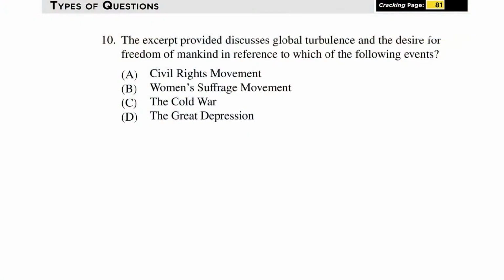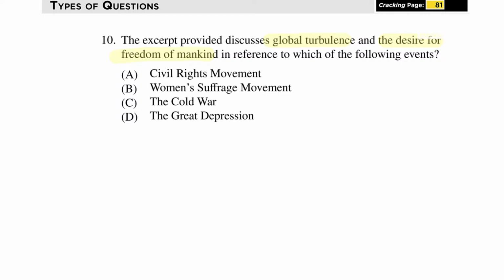Okay, so we've read our John F. Kennedy quote. Now let's take a look at the kind of question that they might ask you about this. Now, keep in mind, these questions might not be worded exactly in the same way that the College Board would word them, but it just gives you an idea of how they might test you on the source quote. So this question says, the excerpt provided discusses global turbulence and the desire for freedom of mankind in reference to which of the following events?